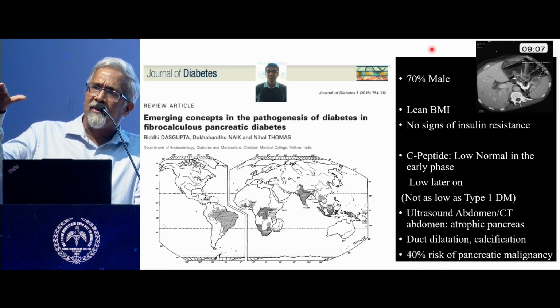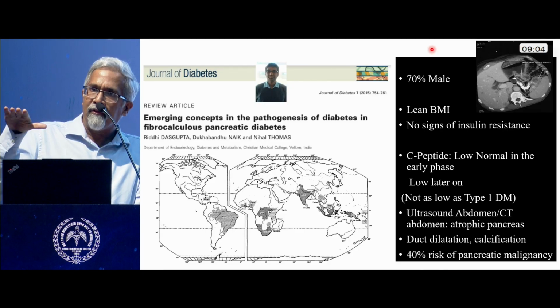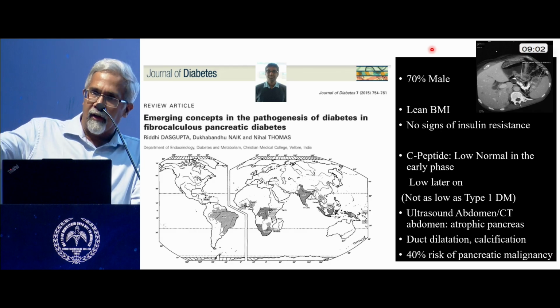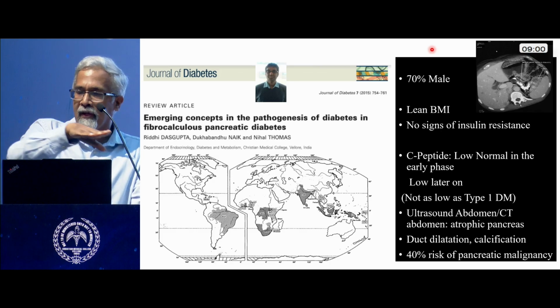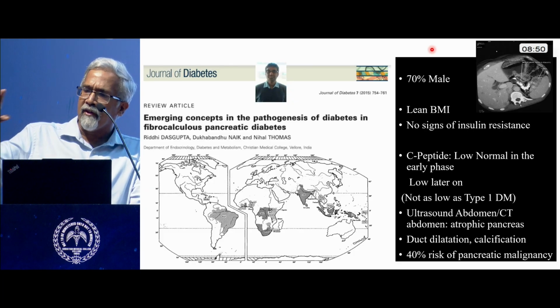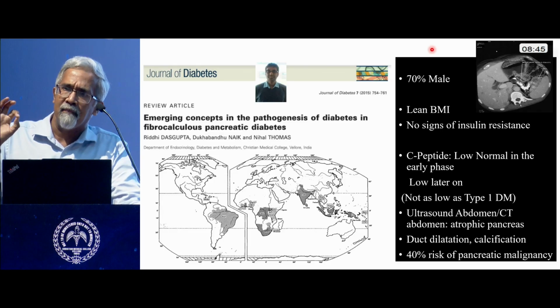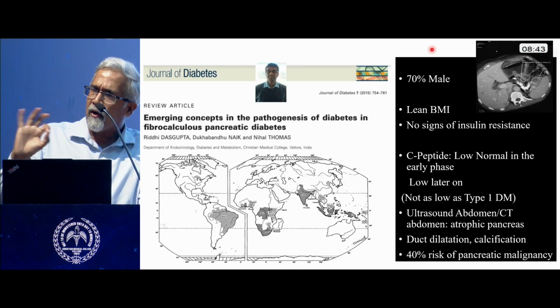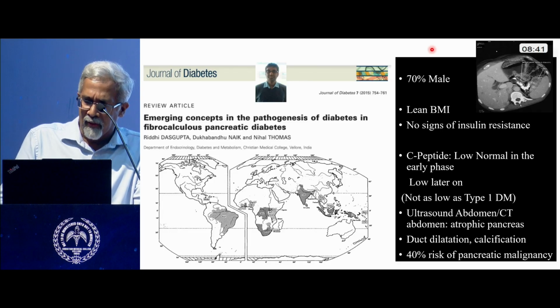The C-peptides per se, when you measure them, are not as low as that of type 1 diabetes. So if you draw a graph, you'll find the C-peptides in type 1 diabetes absolutely flat in about 2 years' time. In pancreatic diabetes, the C-peptides or the beta cell function will actually be sufficient for the first 2 years, and it may take as much as 5 years to dip down low. And if you use ultra-sensitive C-peptide measurements with the new assays, they may not be all that low as what we see in type 1 diabetes.